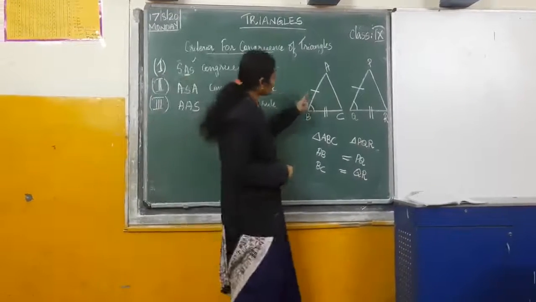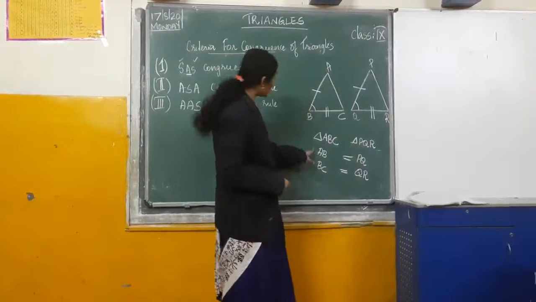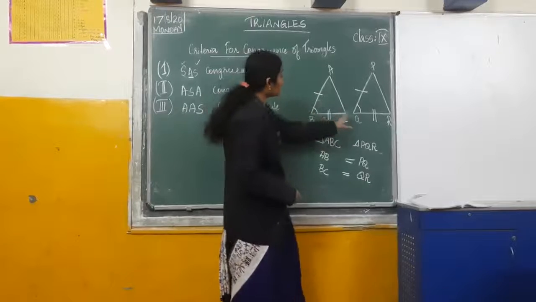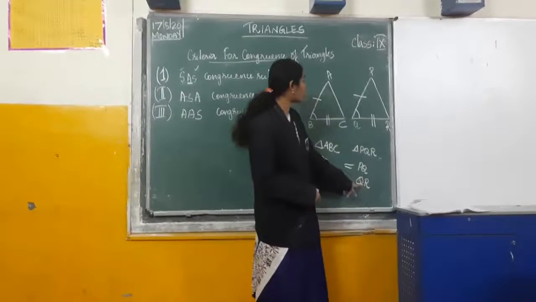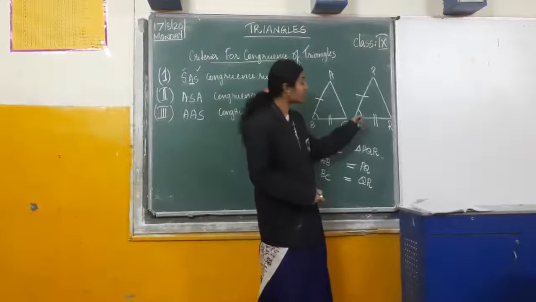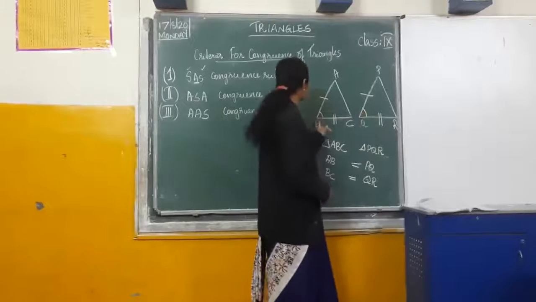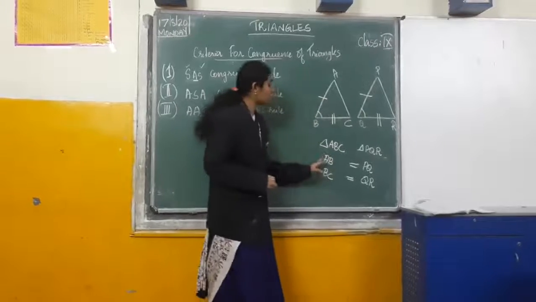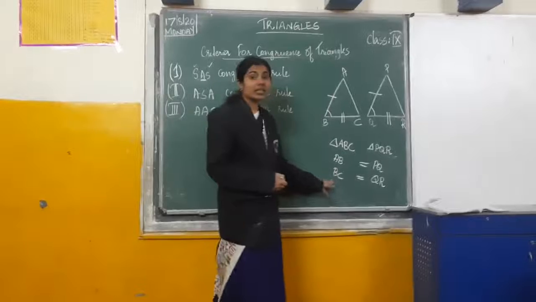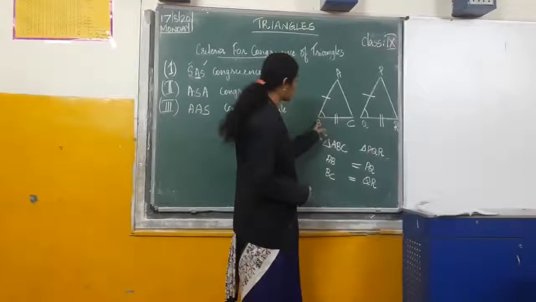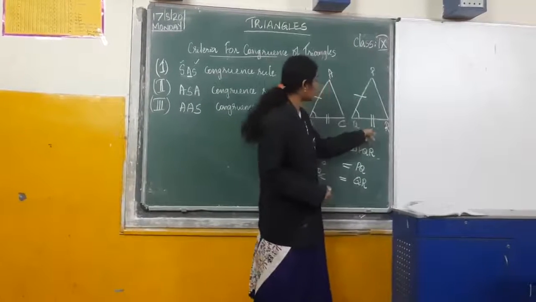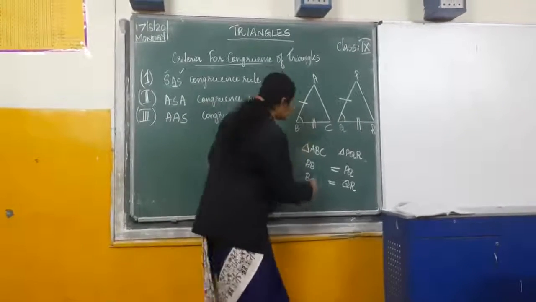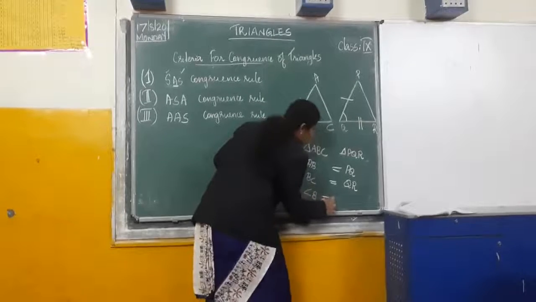And here you can see between these two sides, AB and BC, the included angle is B. And here between PQ and QR, the included angle is angle Q. And they both are equal. What do you want to say? Between these two equal sides, the included angle is angle B. And here between these two equal sides, the included angle is Q. And they are equal. That means angle B equal to angle Q.